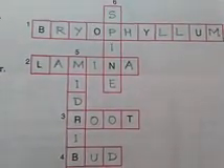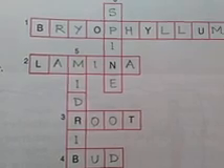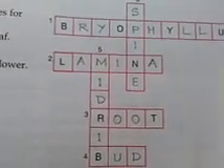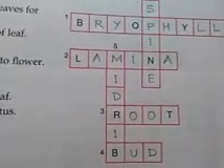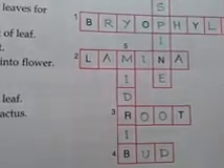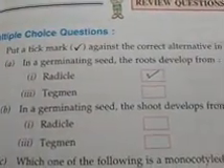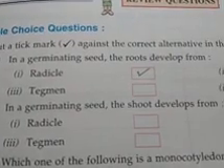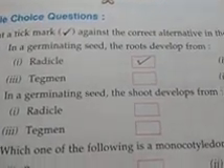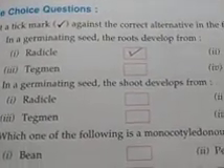This is all you had to do for chapter 1. Next you come to the short questions of chapter 2. Turn to page 23. Multiple choice answers. In a germinating seed, the roots develop from. Answer radicle. In a germinating seed, the shoot develops from.